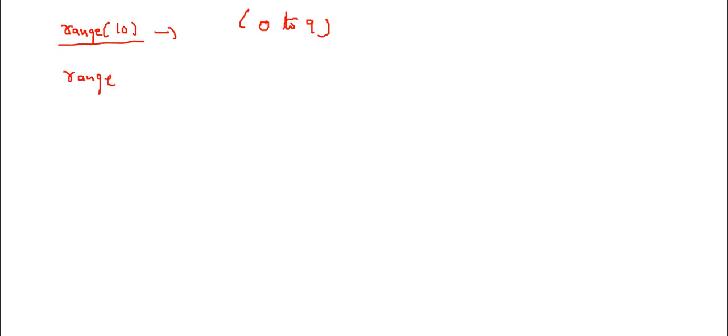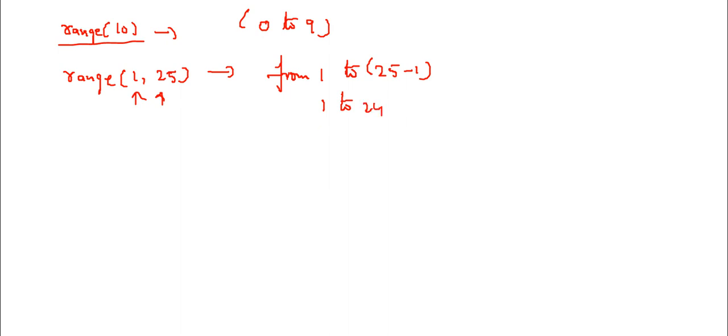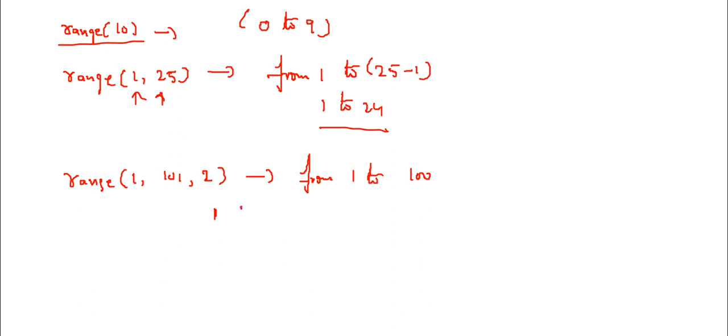You can use range in different ways. Suppose if I mention range 1, 25, that means it generates the sequence of elements from 1 to n minus 1, that means 25 minus 1, 24. That means 1 to 24 elements will be generated. Suppose you want from 1 to 101 every second element, that means every alternate element. So it generates from 1 to n minus 1, that means 100, and every alternate value will be printed. First 1 is printed, next 3, next 5, next 7, next 9, and so on up to 100. That means every alternate value will be printed.